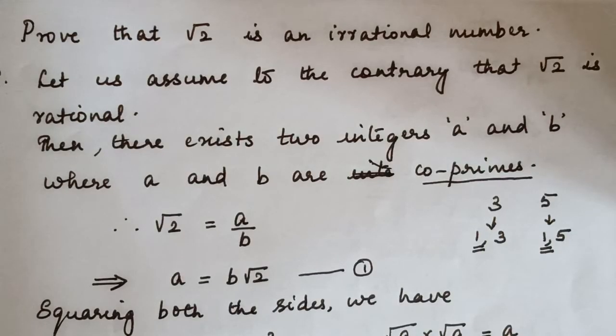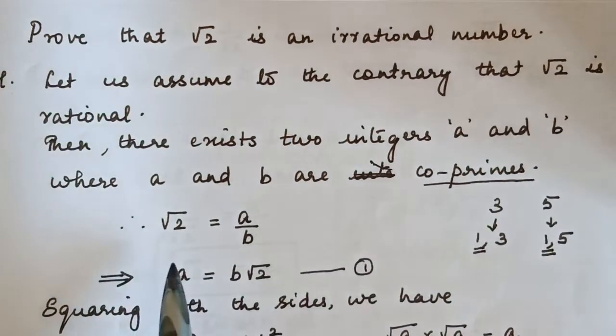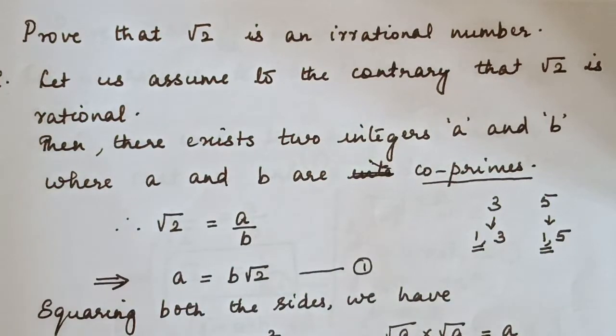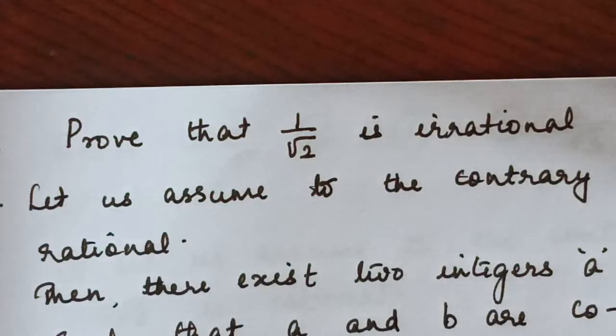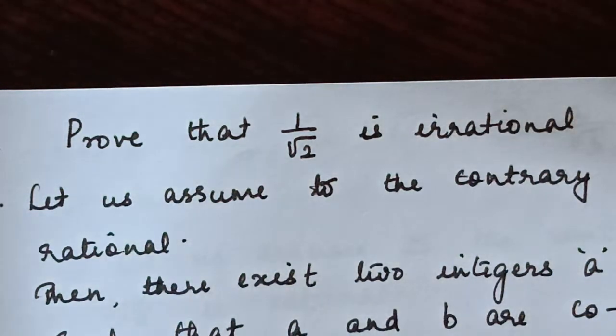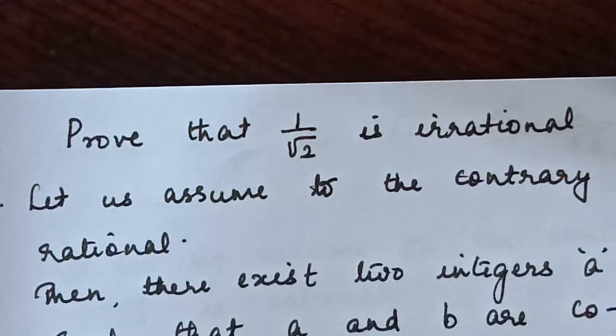Suppose if you want to prove root 3 is an irrational number, wherever 2 comes, there you write it as 3 and the procedure is same. In the same manner, we can prove that root 5, root 7, root 11, etc. are irrational numbers. In the same way, if we want to prove 1 by root 3 is irrational, wherever 2 comes, we have to write 3, and with the same procedure, we can prove that 1 by root 3 is irrational.